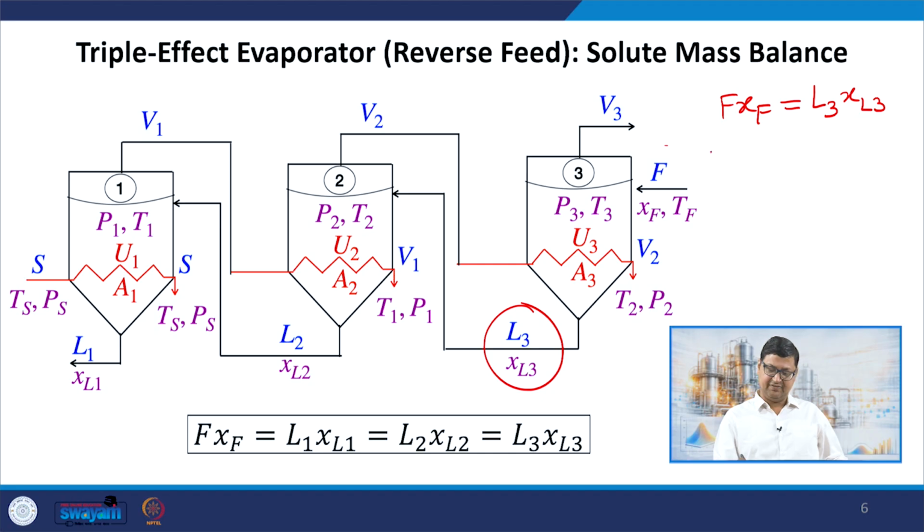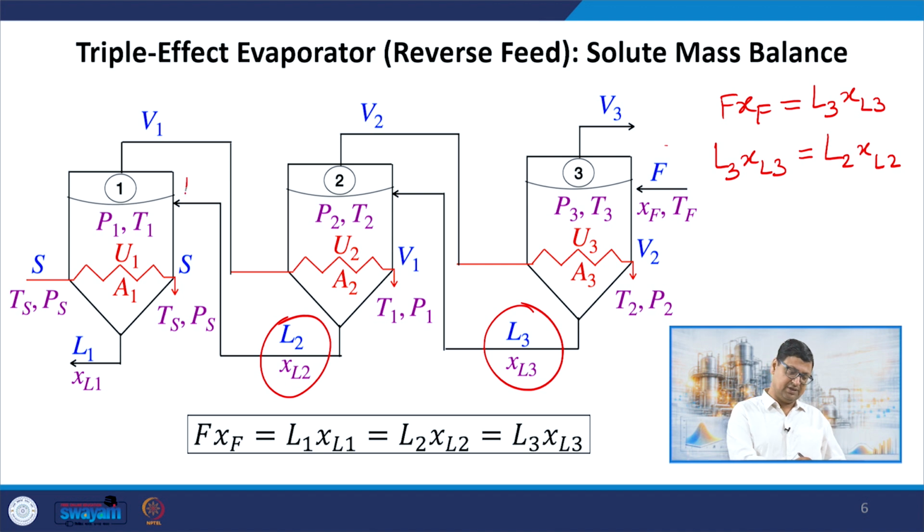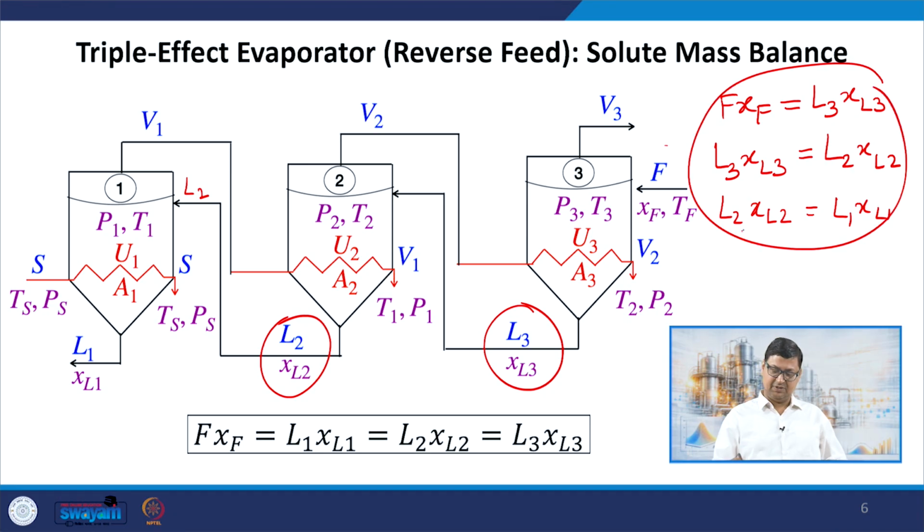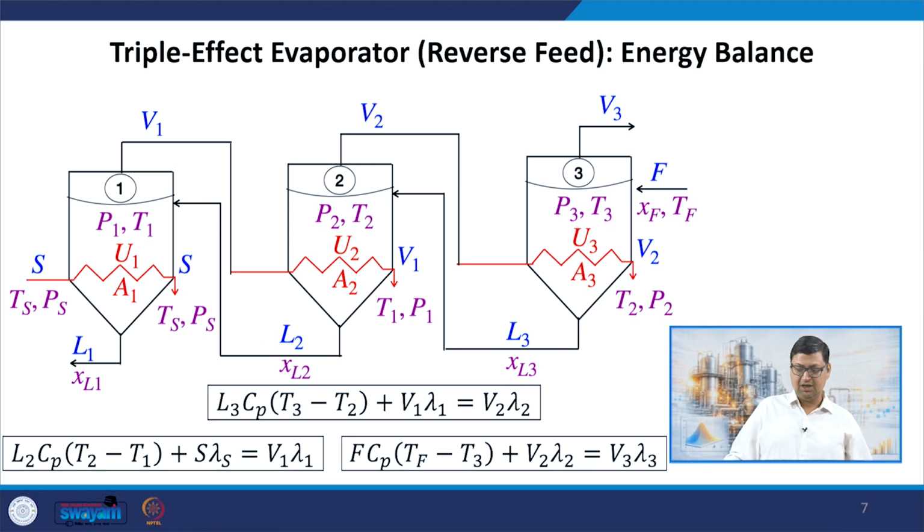Now for the second effect, what is entering is L3 XL3 and what is leaving is L2 XL2, and for the first one, what is entering is L2 XL2 and what is leaving is L1 XL1. And if I do that, I will get pretty much the same equation that we had earlier. The solute mass balance is pretty much unchanged.